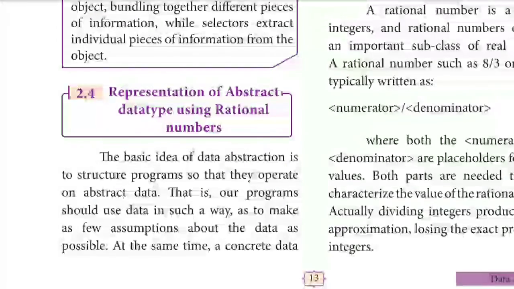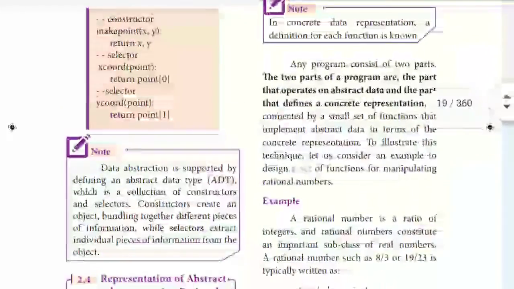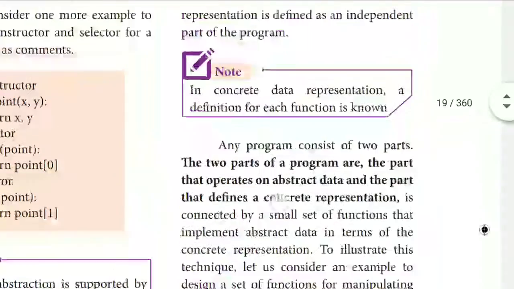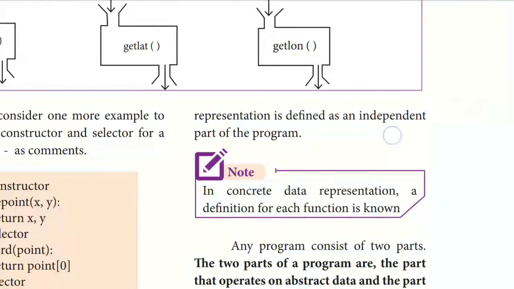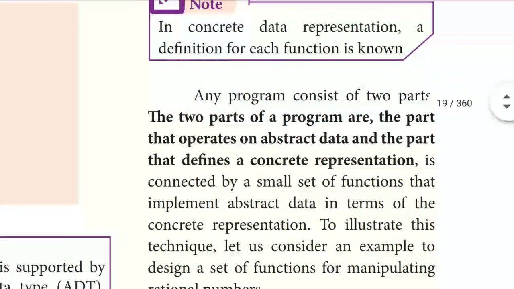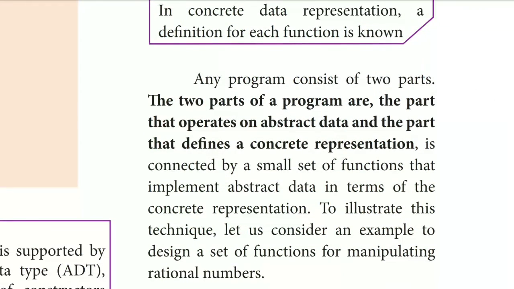Representation of abstract data type using rational numbers. Here they give a small example about numerator and denominator. We'll see that. Any program consists of two parts. The two parts of a program are the part that operates on an abstract data type and the part that defines the concrete representation, connected by a small set of functions that implement the abstract data type in terms of the concrete representation.